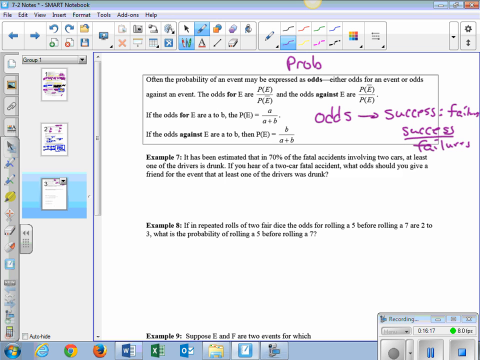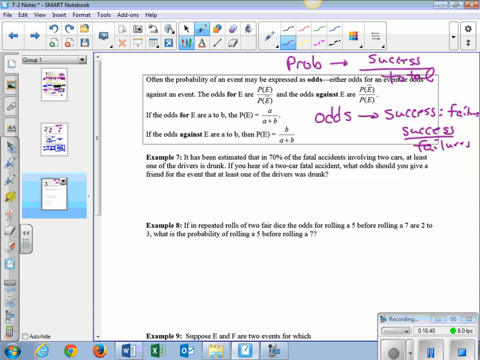The other thing you have to remember is probability. When we do probability, remember that was always successes, or the number of times it happened, over the total. So just keep this straight. Odds is successes to failures. Probability is successes to total. Now odds, I don't care if you put them in fractions or put the little colon in between them. I really don't care.